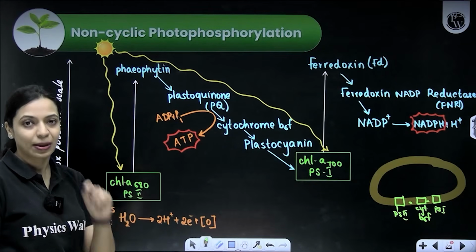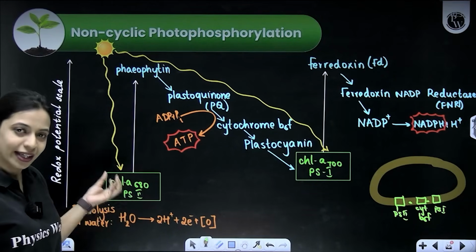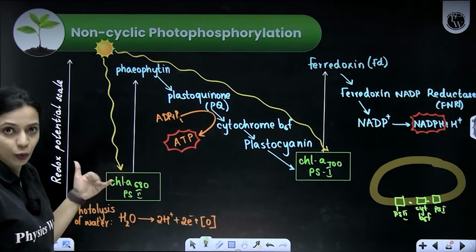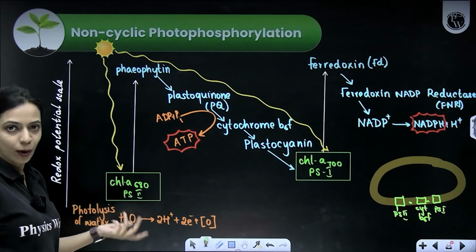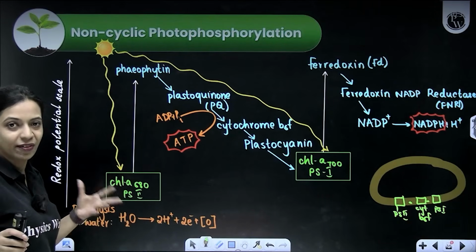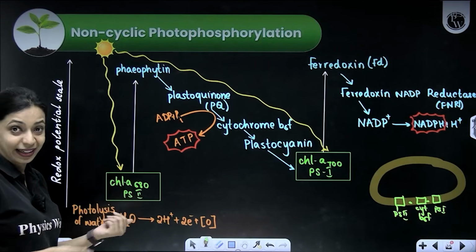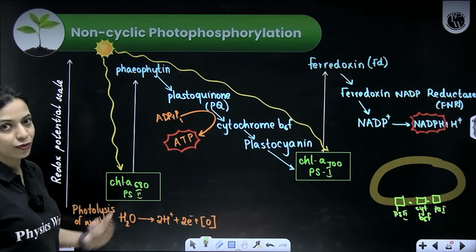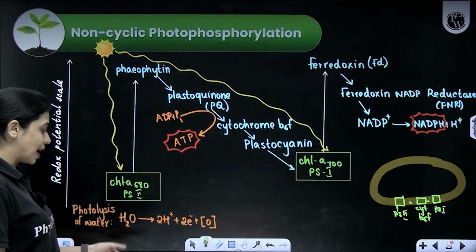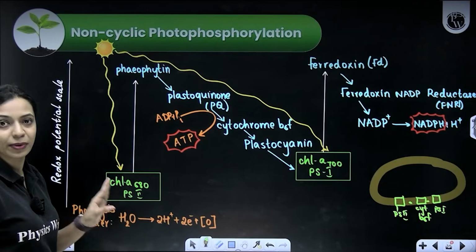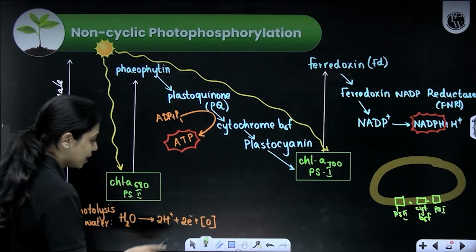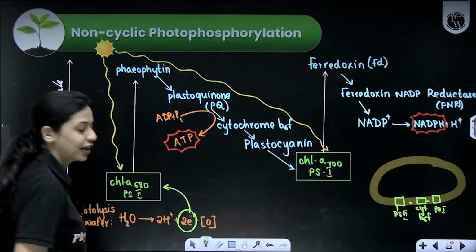In order to replace the electron lost from PS2, very close to PS2, towards the lumen side, there will be a water splitting complex present, and that will break or lyse water. Water is a very stable molecule, usually it does not split like that. But here during photosynthesis, photolysis of water happens. After photolysis, protons, electrons and oxygen will be released. The electron from water splitting is used to replace the electron that is lost from chlorophyll A of PS2.